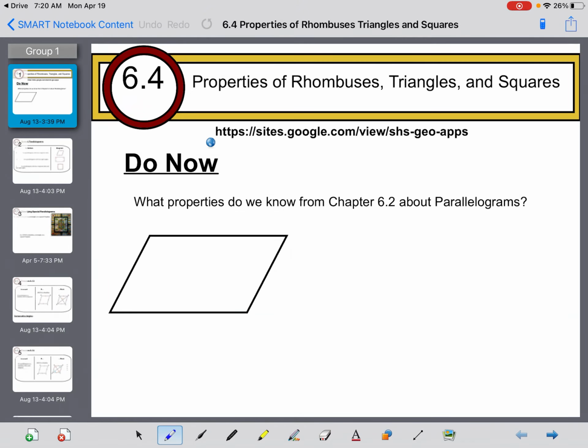Hey everyone, this is 6.4 properties of rhombuses, triangles, and squares. What properties do we know from chapter 6.2 about parallelograms? Well, the first thing that we should have learned is that opposite sides are congruent. The second thing we should have learned is that opposite angles are congruent.